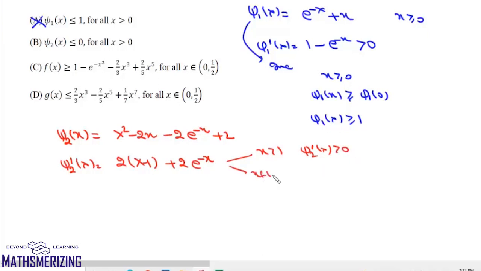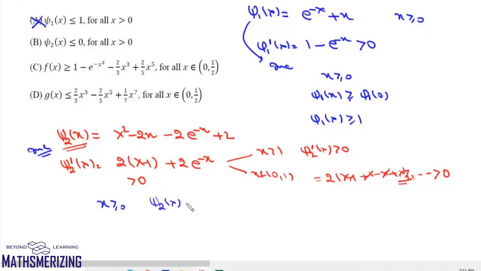Now when x lies between 0 and 1, if we expand it, we can write 2x minus 1 plus 1 minus x plus x square upon factorial 2. Now this 1 and x will cancel, and since we have this positive value, it will always be greater than 0. So ψ2'(x) is greater than 0 for all x greater than 0. So ψ2(x) is also a strictly increasing function. So if x is greater than or equal to 0, then ψ2(x) is greater than or equal to ψ2(0), and ψ2(0) is 0. So this is always greater than or equal to 0. That means this option B is also incorrect.